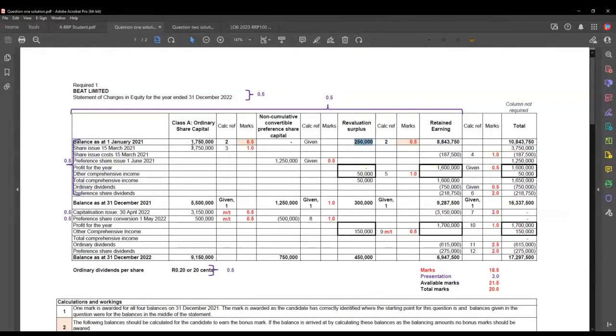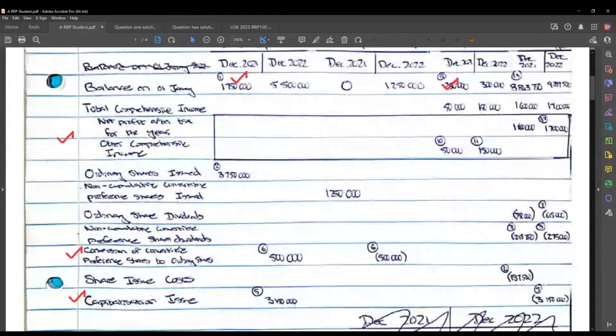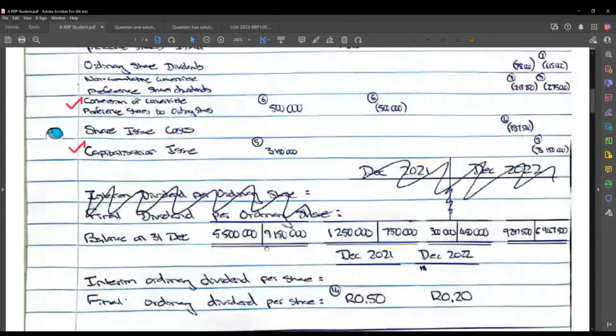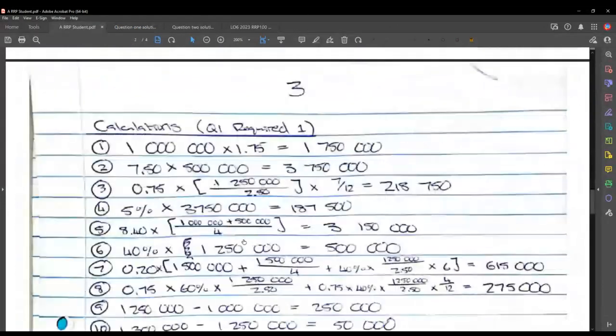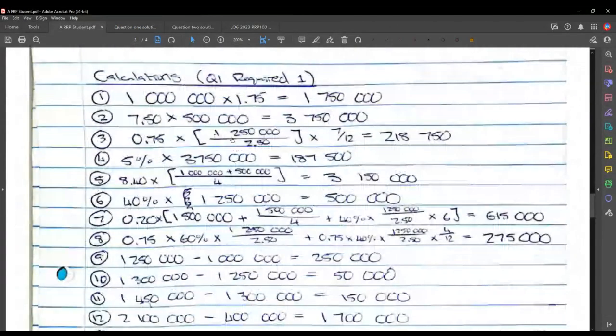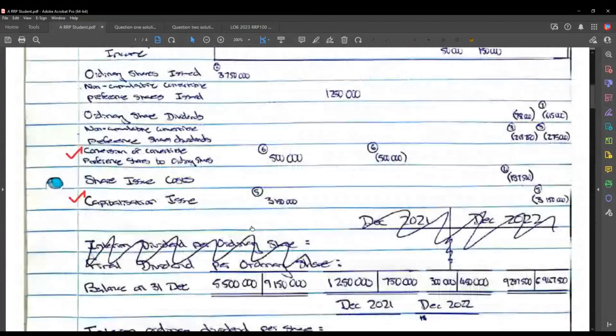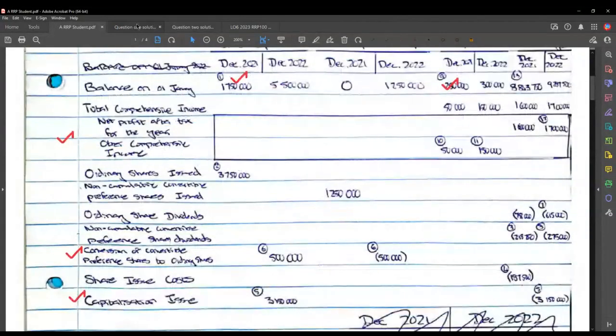Okay, the next thing that I'm looking for now is the issue that happened on the 15th of September. So the issue that happened on the 15th of September, let's go and have a look. Where has the student put it? Here it is. You can see it's in the 2021 column. They've got a calculation. Now, if this number is wrong, I'm going to need to go and look at the calculations, which is calculation 2. But we can see now that this student has actually got the right answer there.